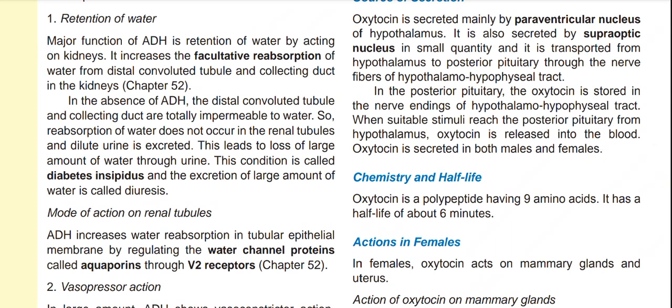In the absence of ADH, the distal convoluted tubule and collecting duct are totally impermeable to water. So reabsorption of water does not occur in the renal tubules and dilute urine is excreted. This leads to loss of large amount of water through urine. This condition is called diabetes insipidus, and the excretion of large amount of water is called diuresis.